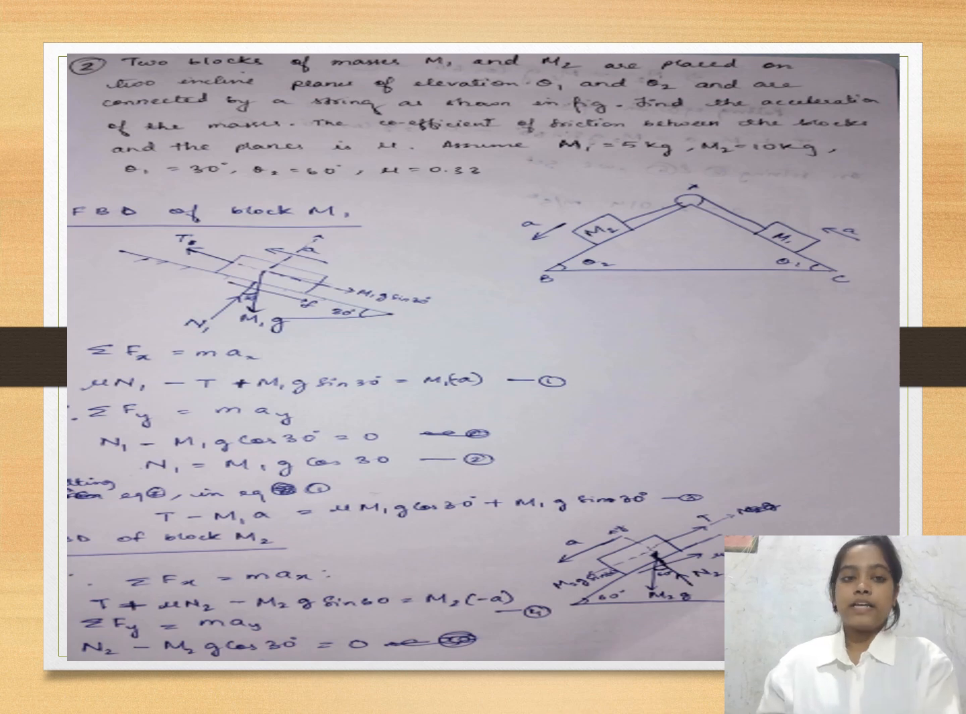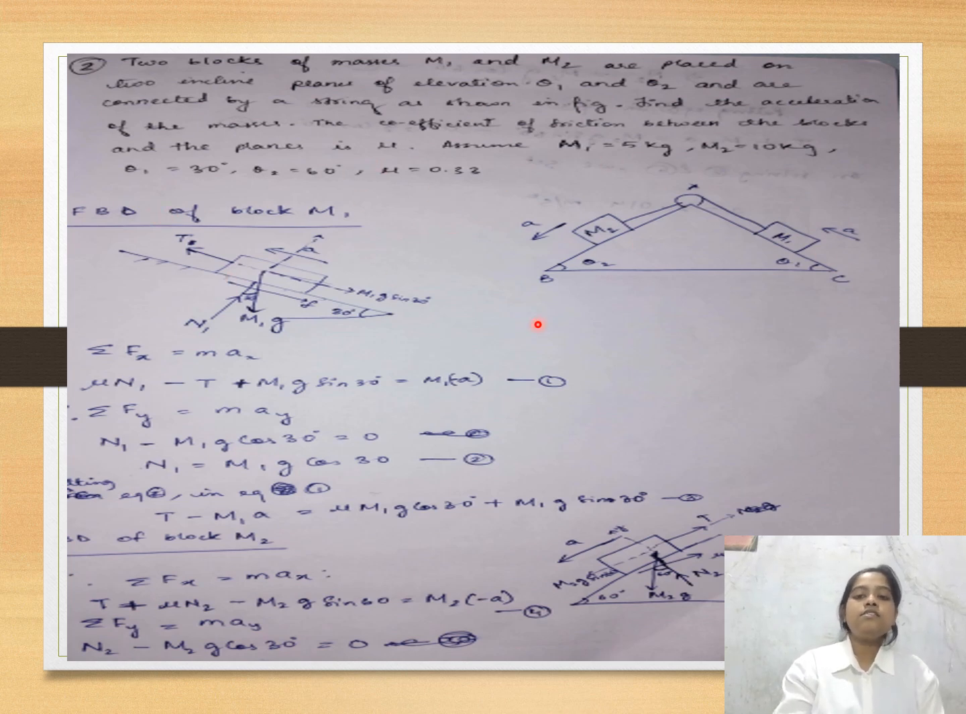Now we also have a second problem we'll discuss, which is: two blocks of masses m1 and m2 are placed on two inclined planes of elevation theta 1 and theta 2, and are connected by a string as shown in the figure. Find the acceleration of the masses. The coefficient of friction between the blocks and the plane is nu. Assume m1 equal to 5 kg and m2 equal to 10 kg. Theta 1 is 30, theta 2 is 60 and nu is 0.33.